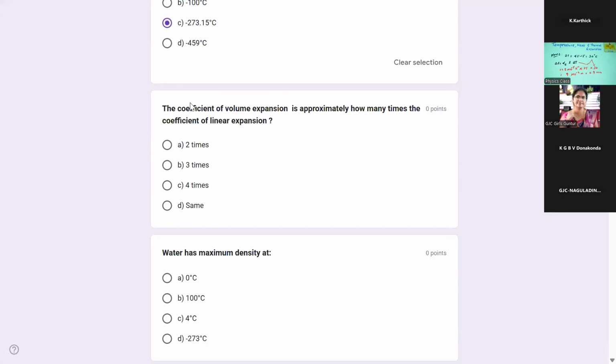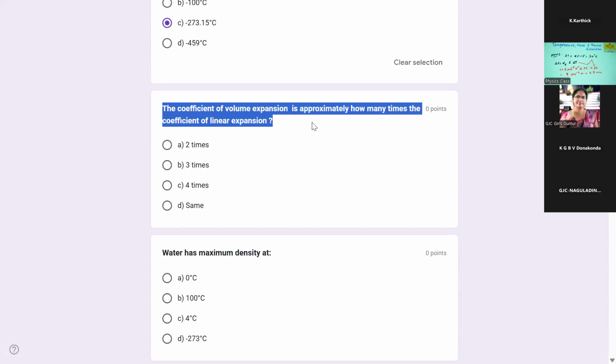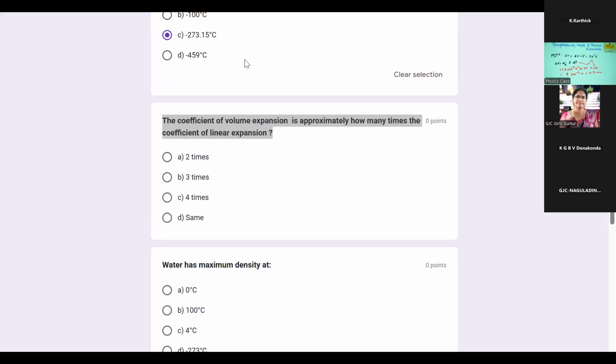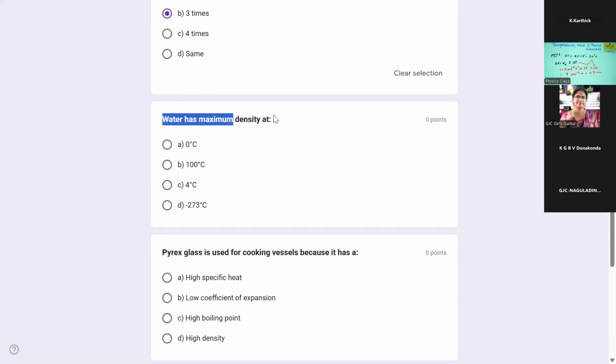Okay. Second question. The coefficient of volume expansion is approximately how many times the coefficient of linear expansion? Already I told you there is a relationship between the volume expansion and linear expansion. Alpha L, alpha V. How many times? Very easy one. C. Okay. So alpha V is approximately 3 times the alpha L. Clear?